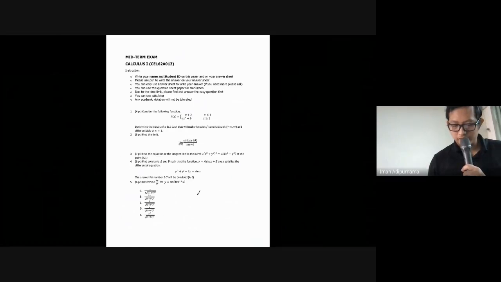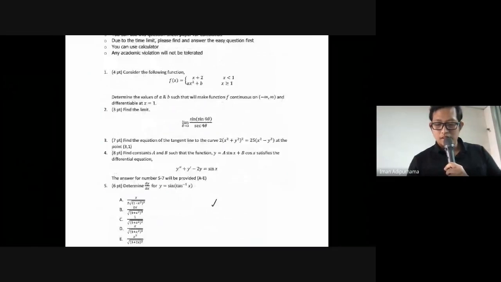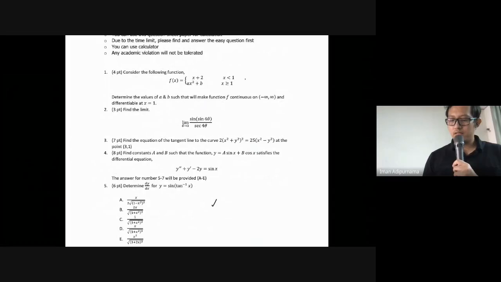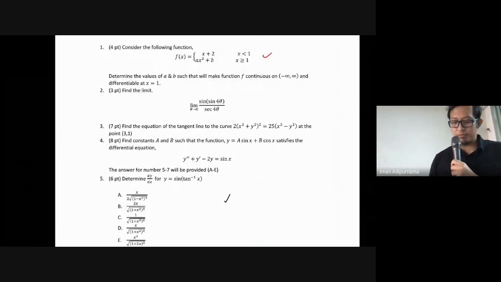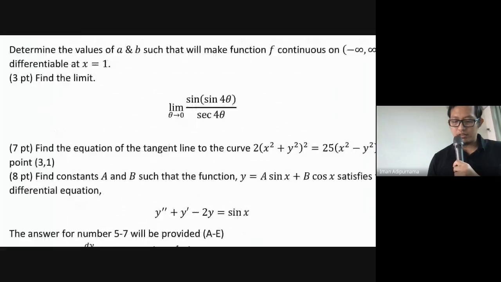Let me check the question first. I think number one is pretty similar to what we have done before in the quiz and also some samples. Number two, basically just put in the limit. Okay, its limit is going to 0, so this is 0, 0. This is 1. This is 0 over 1, so it's just 0.